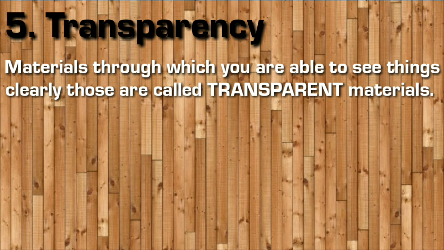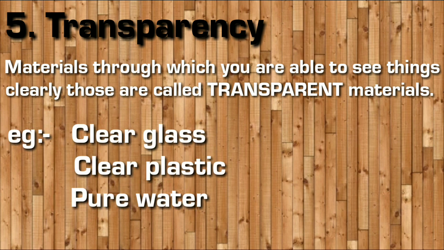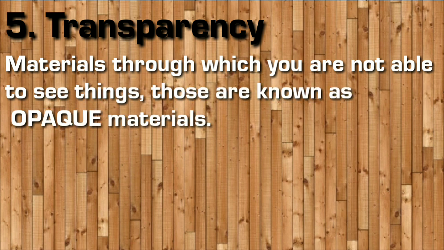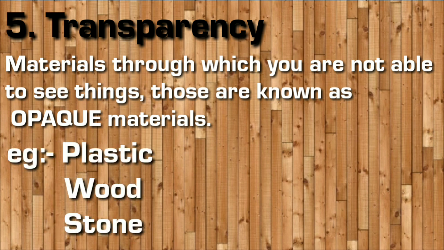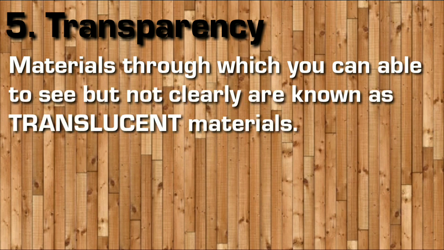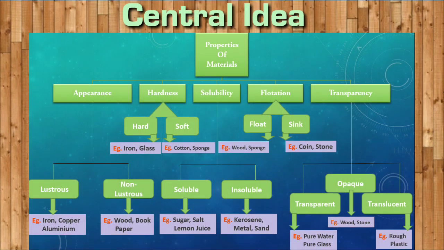Now we can say materials through which you are able to see things clearly are called transparent materials. For example, clear glass, clear plastic and pure water. Materials through which you are not able to see things are known as opaque materials. For example, plastic, wood, stone. And materials through which you can see but not clearly are known as translucent materials. For example, rough plastic. Here is the central idea about properties of materials.